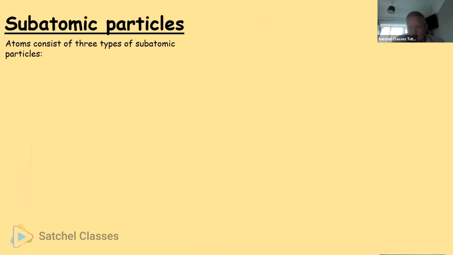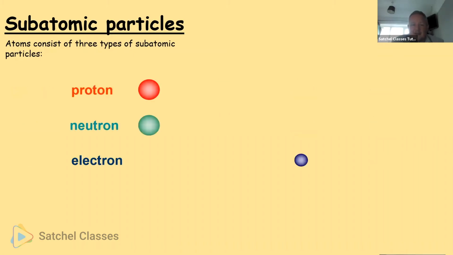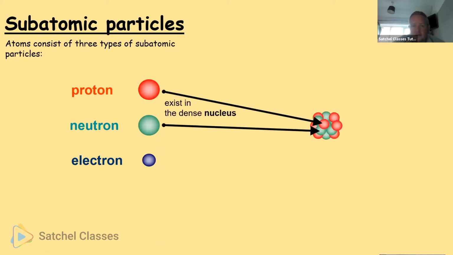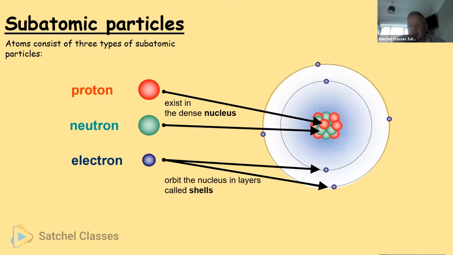Let's get into a bit of a recap. Subatomic particles. Atoms consist of 3 types of subatomic particles. There's the proton, the neutron, and the electron, and they are present in the atomic structure. The protons and neutrons exist in the dense nucleus at the center of an atom, whereas the electrons orbit the nucleus in layers called shells, sometimes also called orbitals.